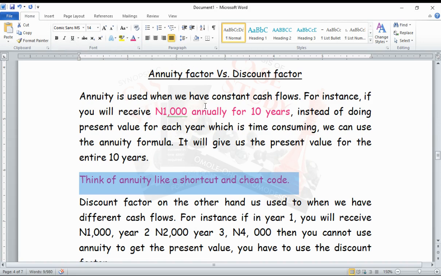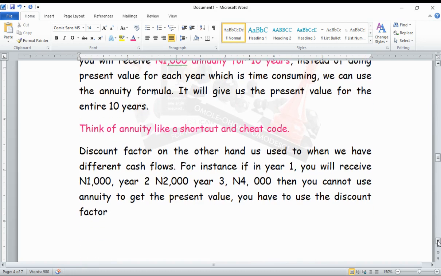We don't need to stress ourselves. We'll just say, okay, there's a constant cash flow, so we'll just put it in the formula and get it straight up. Instead of doing year 1, 1,000 naira, year 2, 1,000 naira, year 3, 1,000 naira, we can just use annuity to get it once. So annuity is like a cheat code that helps us get our present value very, very fast. But if you are not having the same amounts, for instance, 1,000 in year 1, 2,000 in year 2, 4,000 in year 3, it's different. It's not the same amount. You cannot use annuity because that means you have to do it separately.